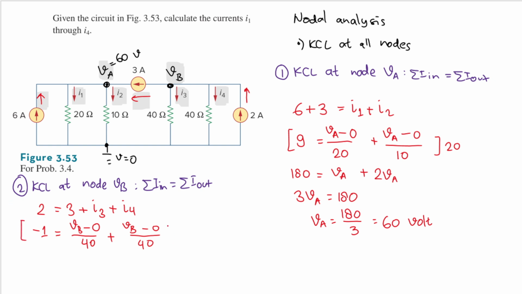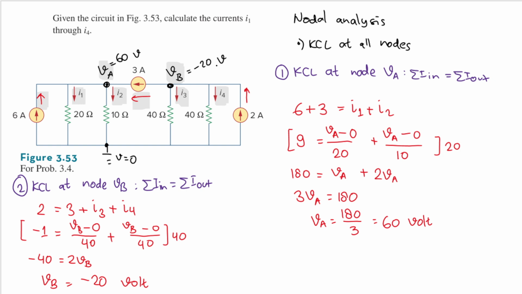Multiply both sides here by 40. So we will have minus 40. And then this 40 and 40 will cancel each other. So we'll have VB minus 0 plus VB minus 0, or that is just 2VB. Therefore VB is equal to minus 40 divided by 2, which is minus 20 volt. Good. And now we have our VB, which is minus 20 volt.